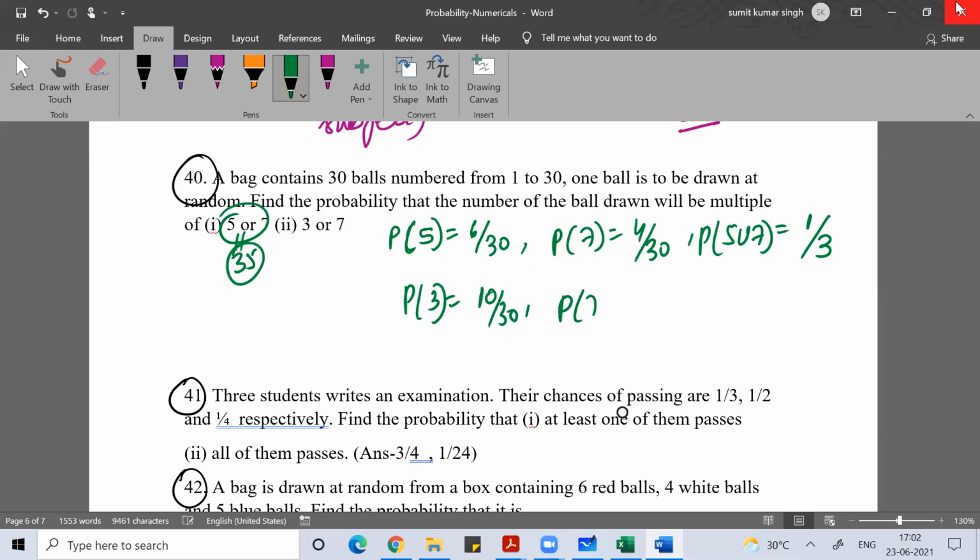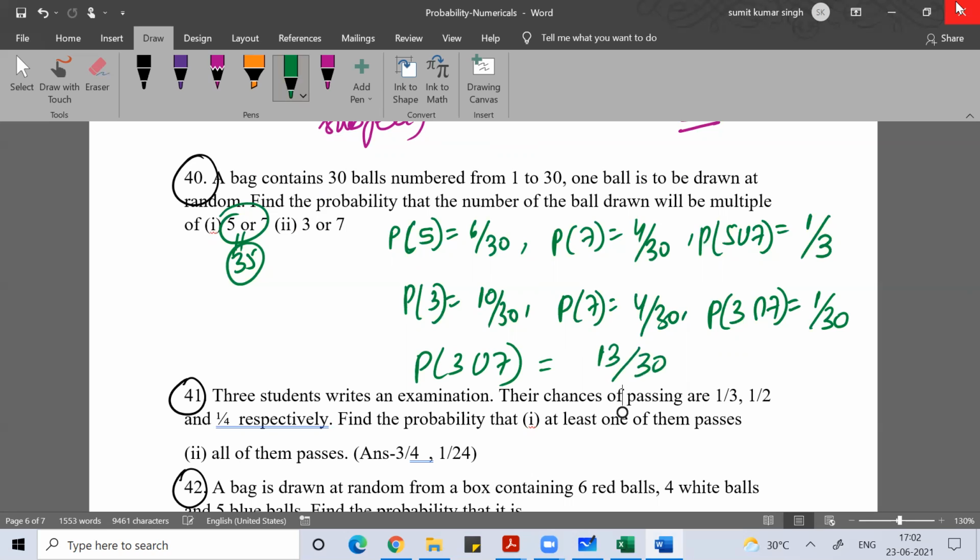The multiple of 7 would be 4 by 30. And the number which is the intersection of both 3 and 7, that is the number 21. 21 is the LCM of 3 and 7. So then there is only one number. So the probability of a number being a multiple of 3 or 7 would be 13 by 30. Anyone, any doubt?